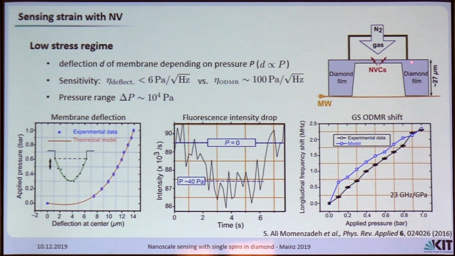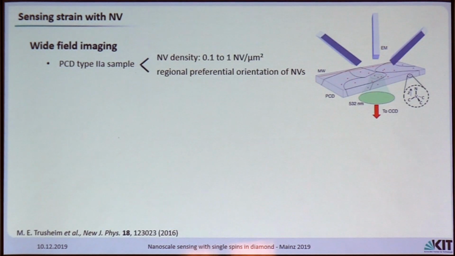And these membranes, although they have a thickness of only 1 micron, are still very robust. The maximum pressure they applied was 3 bar, and then they were scared it could break, but it was still quite nicely intact. So that's also a way to sense uniaxial strain. So far, I only talked about uniaxial strain, and now I want to come to how to create 2-dimensional images of strain, of both axial strain and non-axial strain.